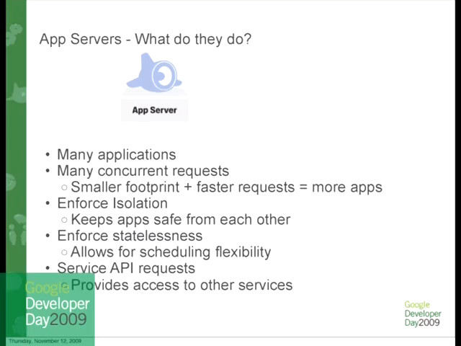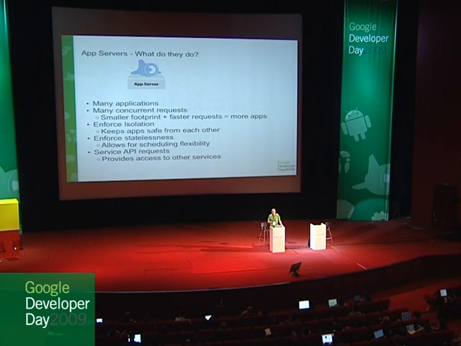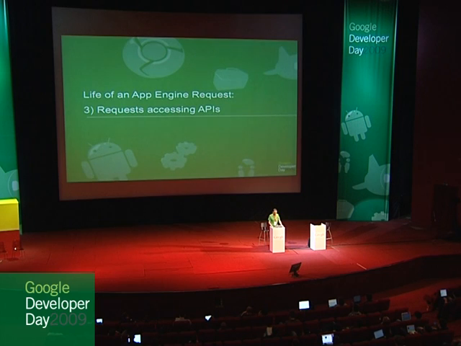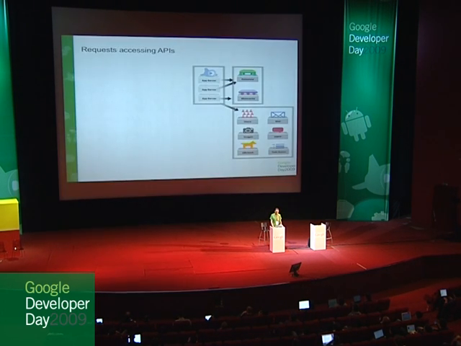They enforce isolation, so your app can't talk to someone else's app, and your data can't be accessed from someone else's app. They enforce statelessness of your application, and they provide access to all the back-end APIs. So if you want to get to the data store or memcache, you can do that via the app server APIs. So let's look at that example, accessing the APIs.